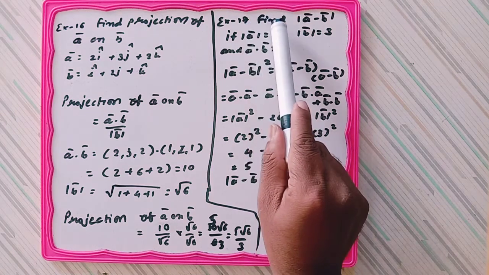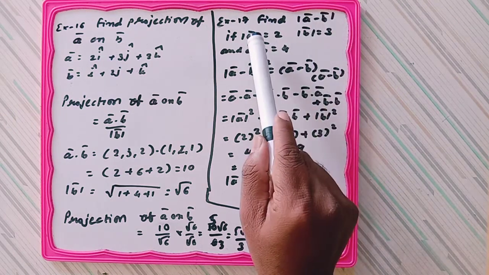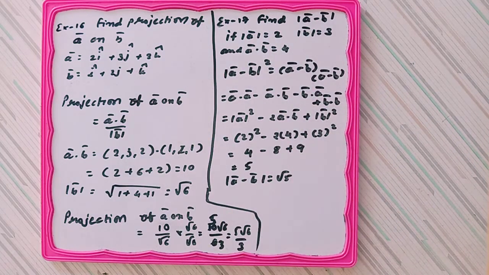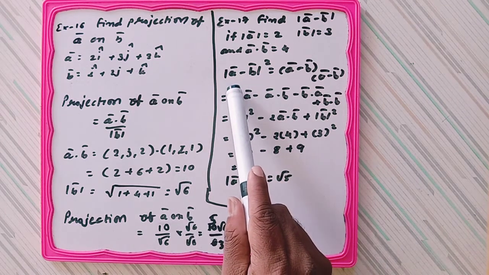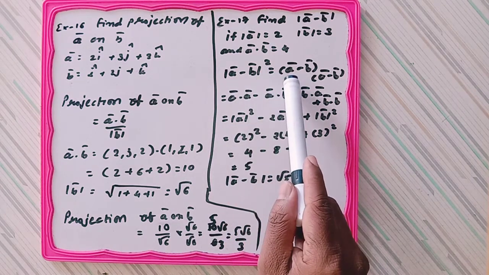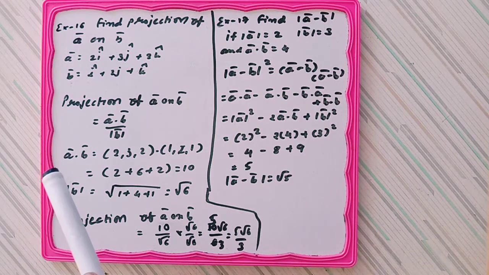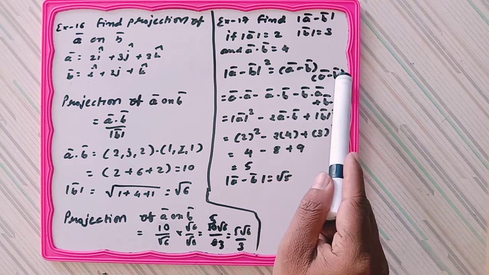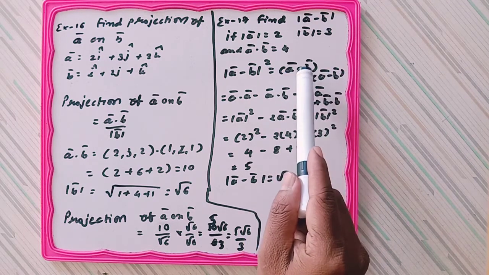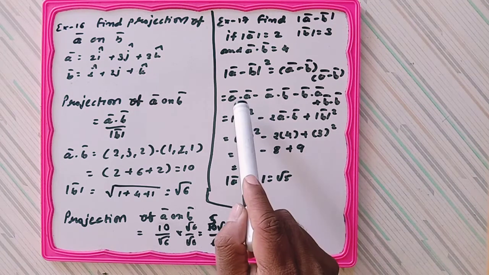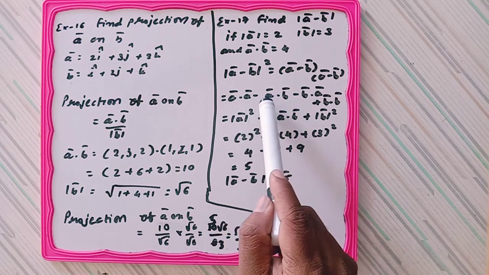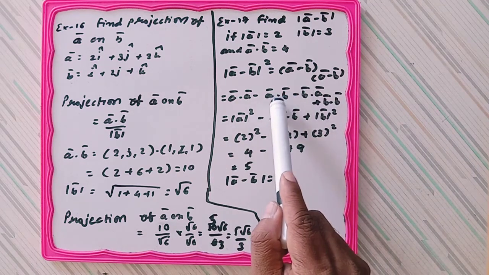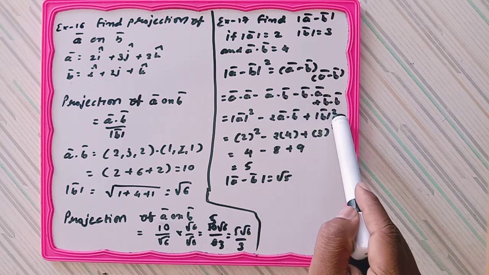Example 17, we have to find the magnitude of a bar minus b bar, where magnitude of a equals 2, magnitude of b equals 3 and a bar dot b bar equals 4. So magnitude of a bar minus b bar squared equals a bar minus b bar dot a bar minus b bar. So we can write a bar dot a bar minus a bar dot b bar minus b bar dot a bar plus b bar dot b bar. So we can write magnitude a bar squared minus 2. Now a bar dot b bar and b bar dot a bar are commutative, so we can write minus 2 times a bar dot b bar plus magnitude b bar squared.